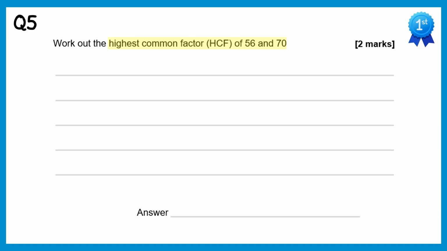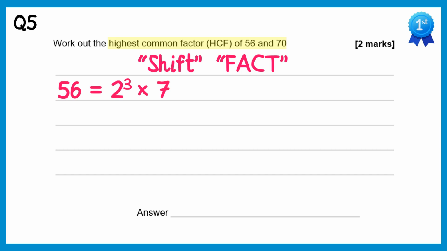So I would start off by pressing 56 and then pressing equals. This just sets 56 into your calculator. Then if you press shift, which is likely in the top left of your calculator, and then there's a button which says FACT, F-A-C-T in capitals. If you press this, then equals, it should tell you that 56 is the same as 2 cubed times 7.